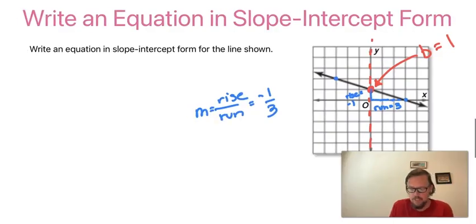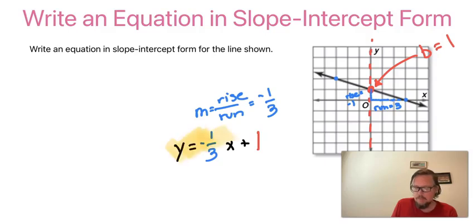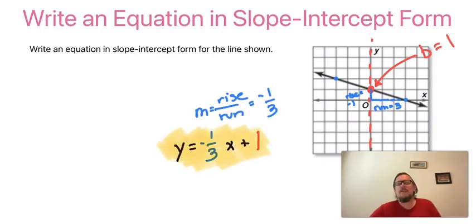So when we write our equation in slope-intercept form, we do y equals mx plus b. We're going to replace the m with -1/3. So let's erase the m there and put our -1/3. And our b is going to be replaced with 1. And that is our equation in slope-intercept form. y equals -1/3 x plus 1. We only need two pieces of information, the y-intercept and the slope. Once we have those, we can write the equation in slope-intercept form.